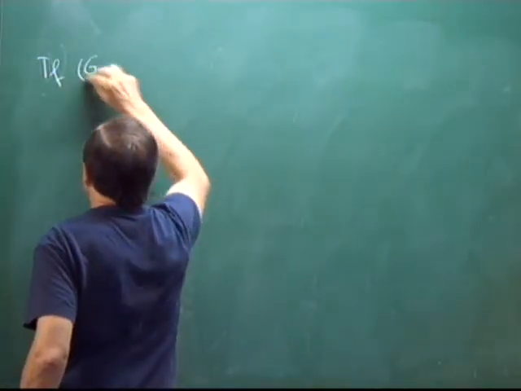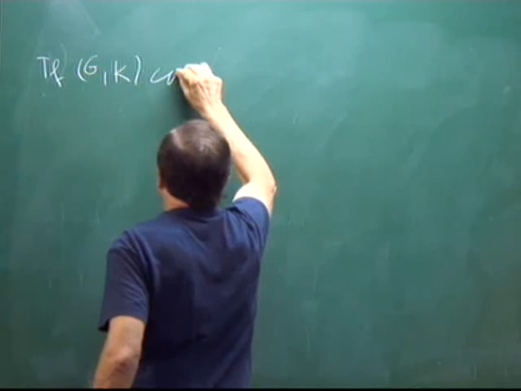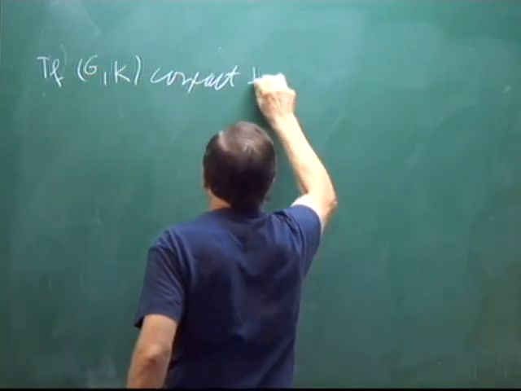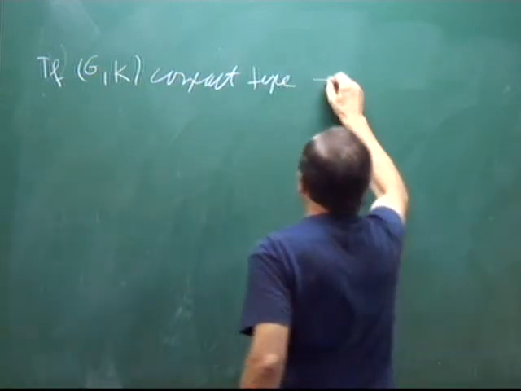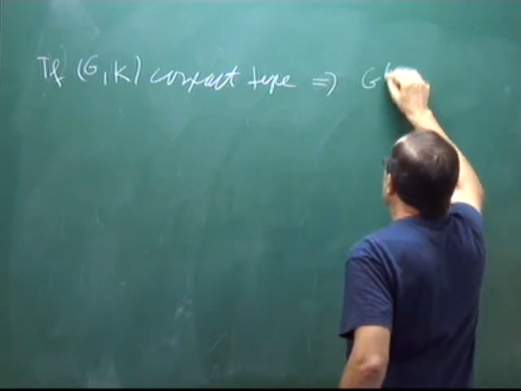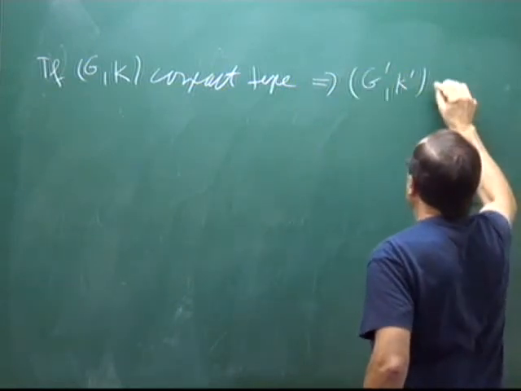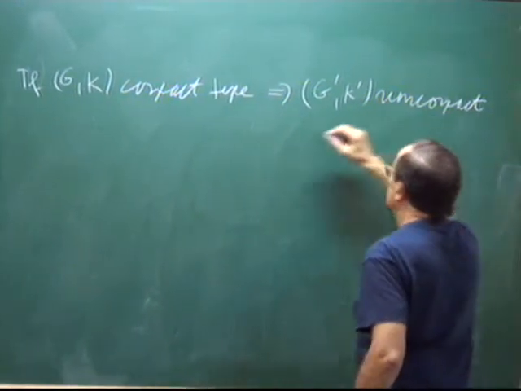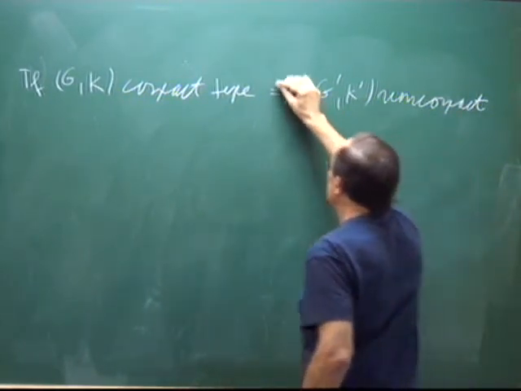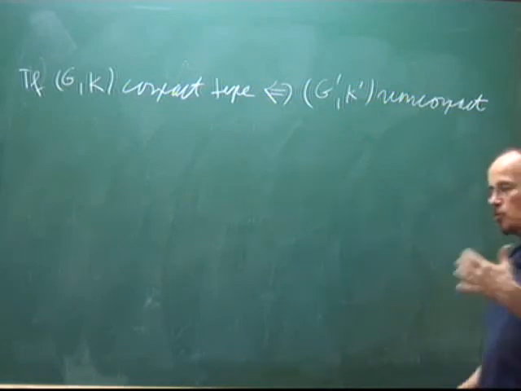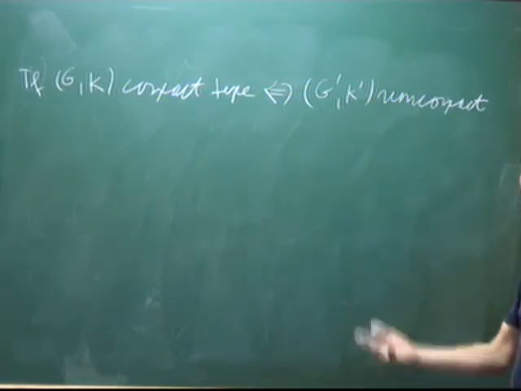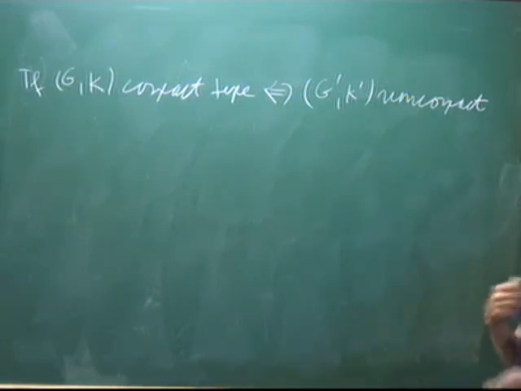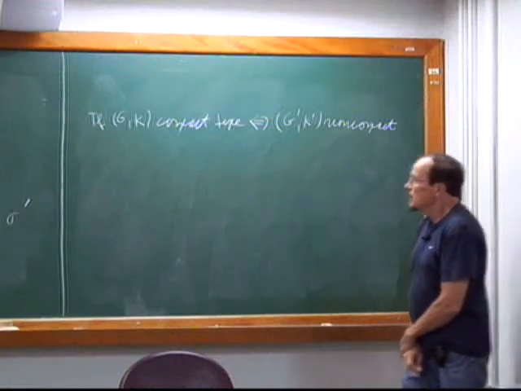Notice that if (G, K) is compact type, this implies the dual is non-compact type, and conversely. So if it's compact, the dual is non-compact. If it's non-compact, the dual is compact. There's a precise duality. So why is this?